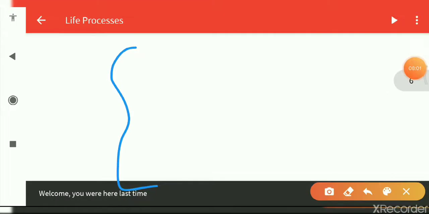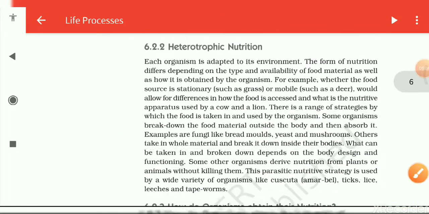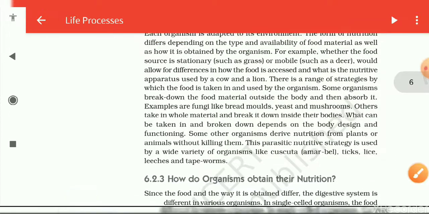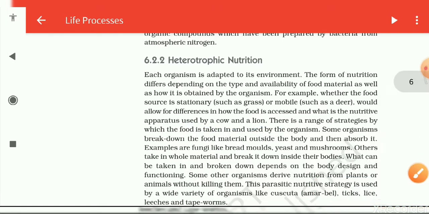Parasitic nutrition is also given here. Okay, the examples are all given here. So this is about heterotrophic nutrition. Here herbivorous and carnivorous examples are also given, cow and lion. Let's move to another topic here.